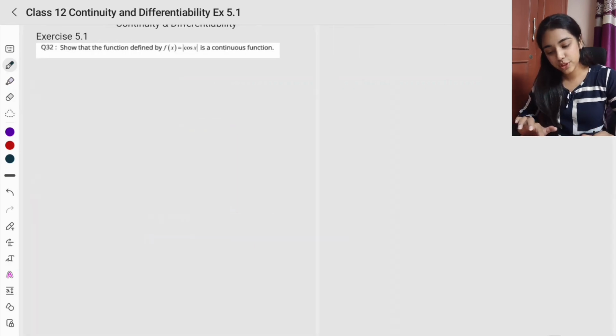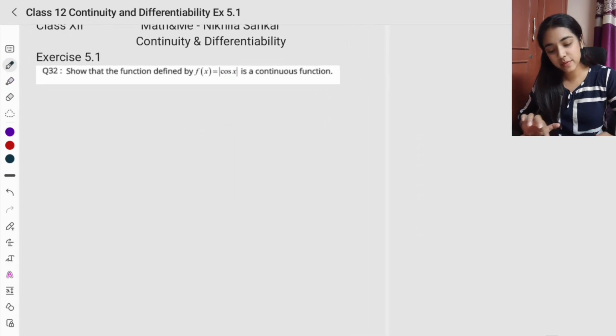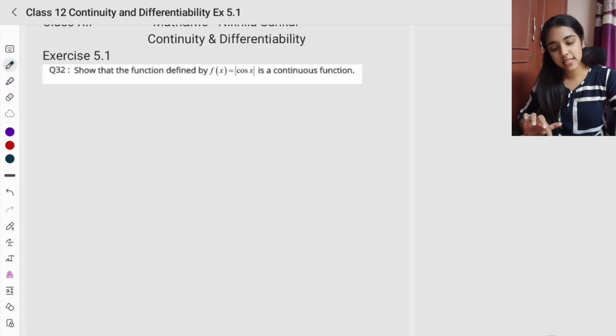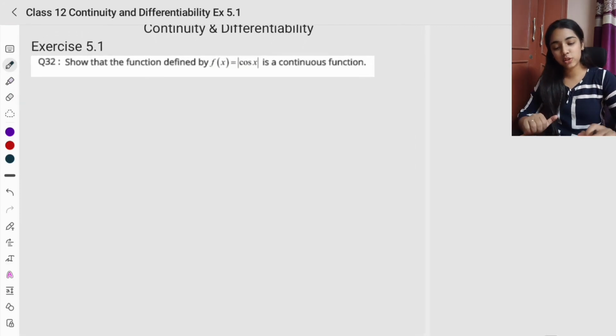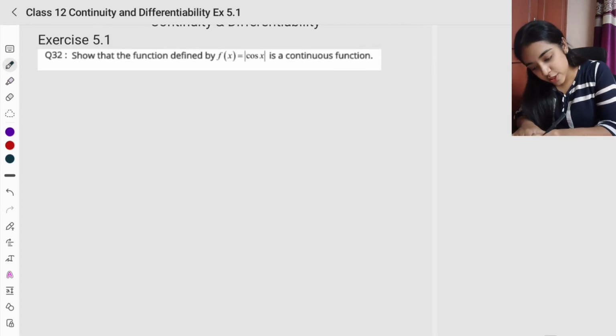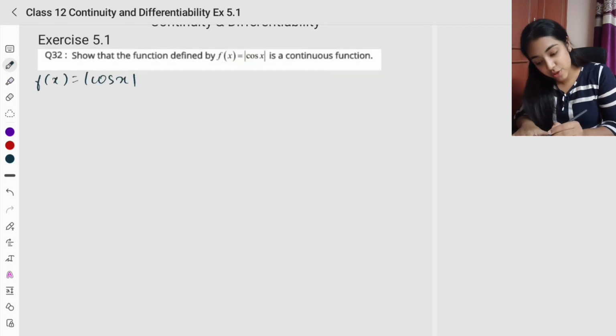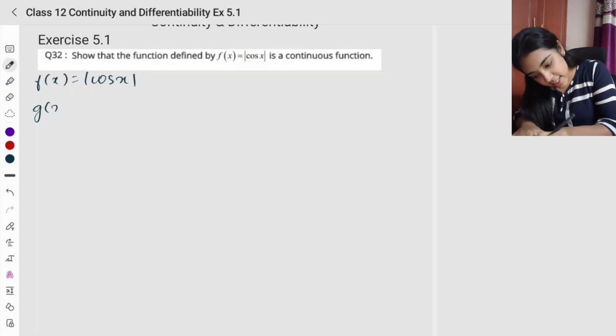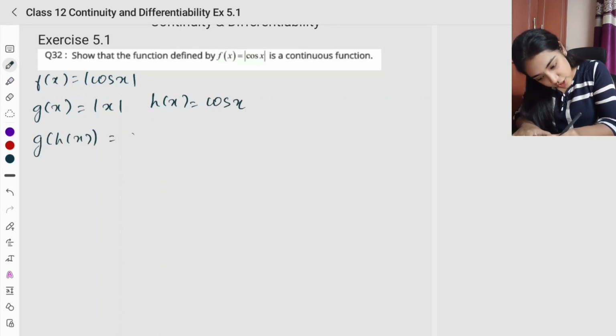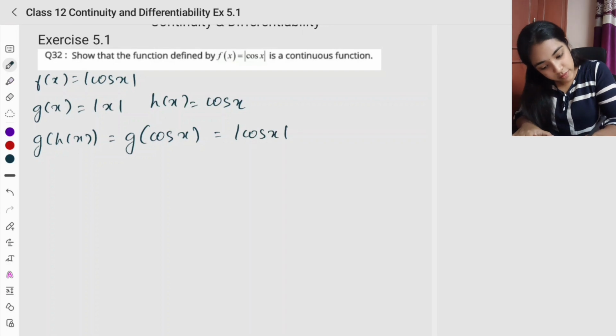Question number 32. Show that the function defined by f of x is equal to mod of cos x. Here I have a modulus symbol. What are my two different functions going to be? If my f of x is mod of cos x, I'm going to have g of x is mod x and h of x is cos x. Then what happens? G of h of x is going to be g of cos x, which is going to be mod cos x. So you got back your function.